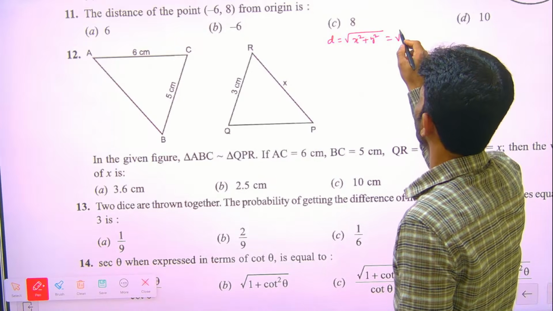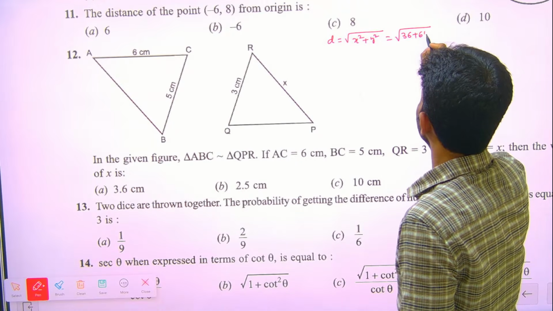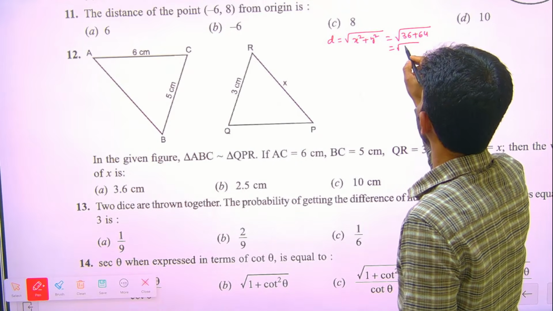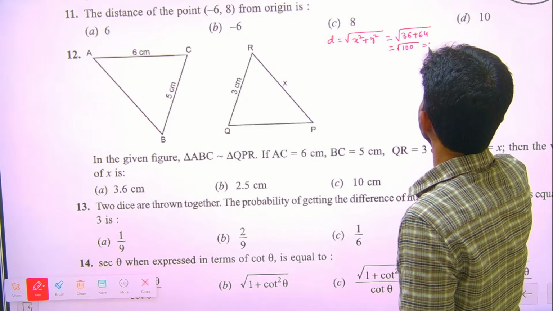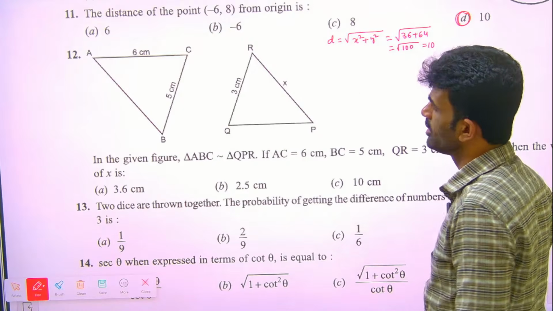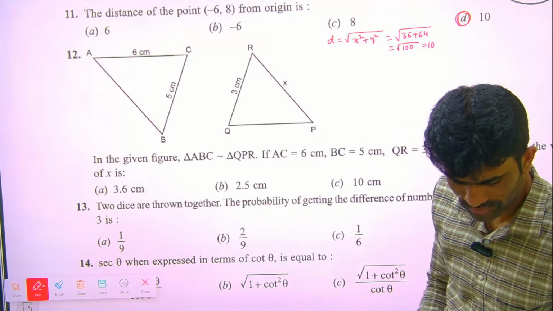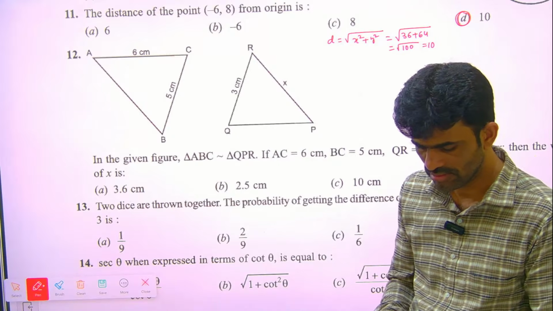Then it is root of minus 6 whole square, 36, plus 64. So root of 100, that is 10. Option D is going to be the correct answer. Correct, correct.